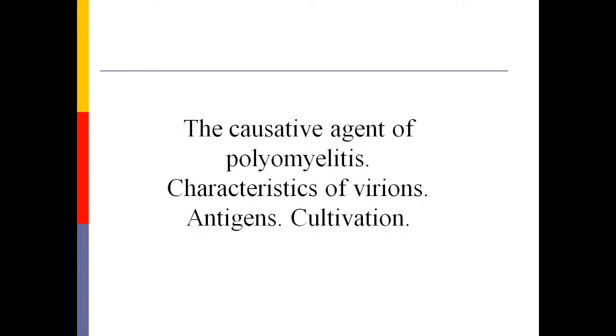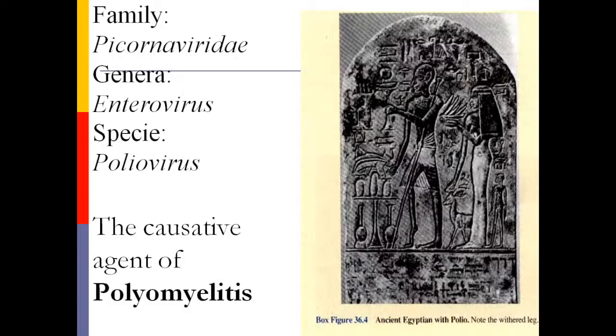Characteristics of virions, antigens, and cultivation. You remember that viruses are non-cellular obligate parasites. They have no cell organization. Viruses are distinguished from bacteria because bacteria are cellular organisms. Viruses are non-cellular organisms. That's why description of viral infections and viruses is distinguished from description of bacterial infections that we used earlier in lectures about bacteria.